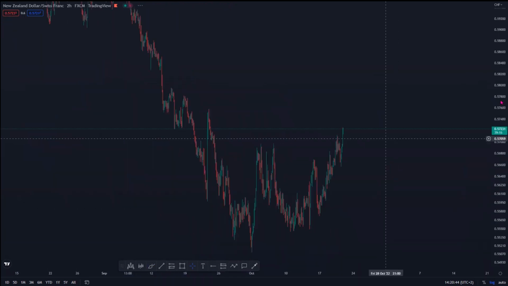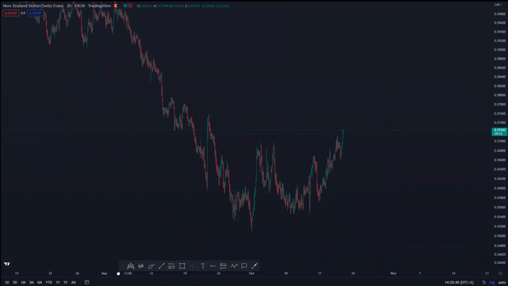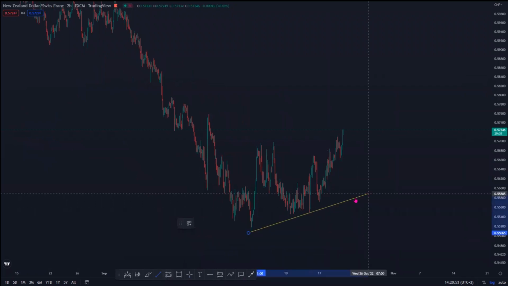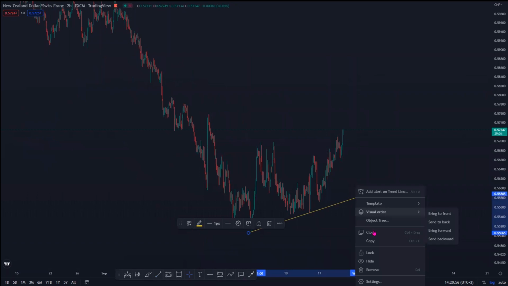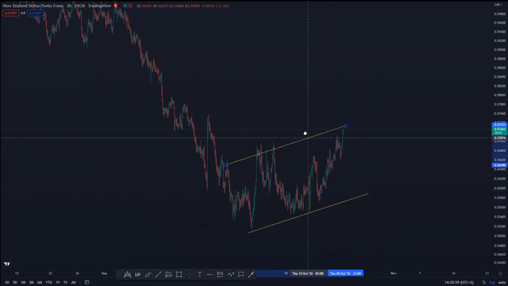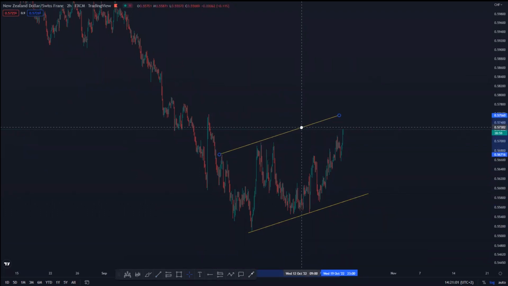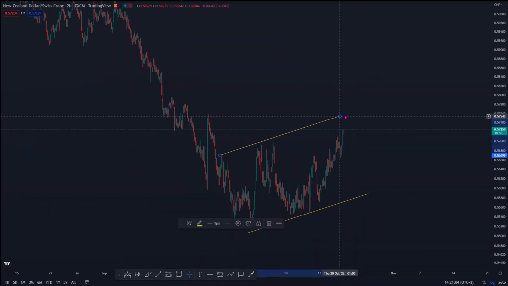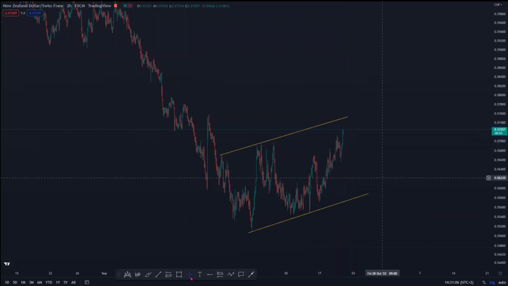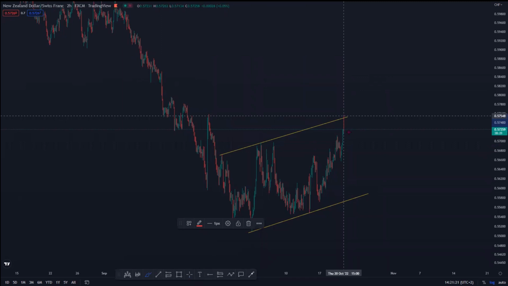On NZDJPY, on this pair right here, I'll start this side, copy, I'll just clone, take it the way it is. So we're having a first touch and a second touch, then we are waiting for the market to give us a third touch, then we wait for the market to give us a little push and a correction.